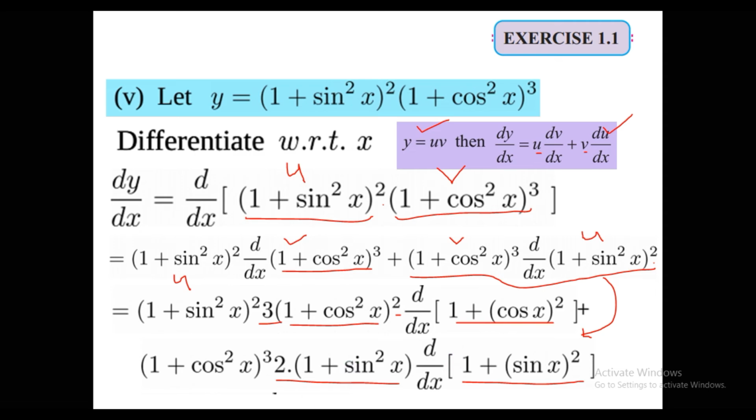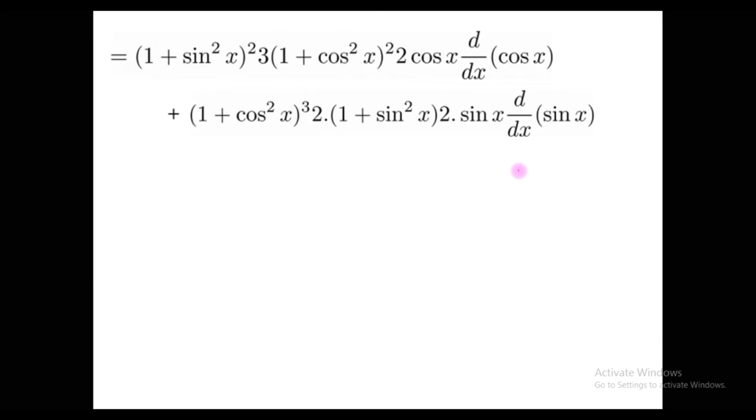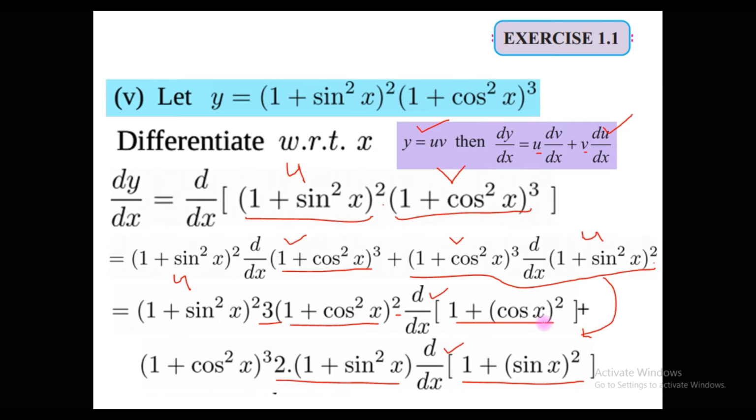Let's go further. Only two derivatives are remaining, this derivative and this other derivative. Only these two derivatives we are supposed to do. The rest of the part will remain as it is. So once I find the derivative of it, what was the term? It was 1 plus cos x whole bracket square. The derivative of that: the derivative of 1 is 0.